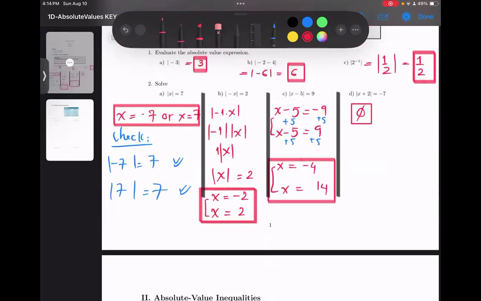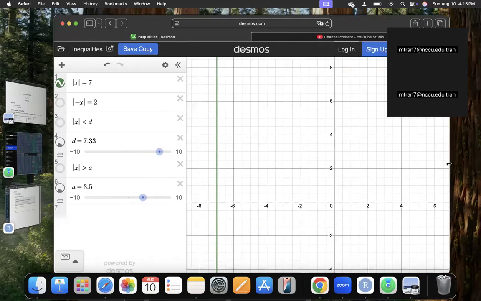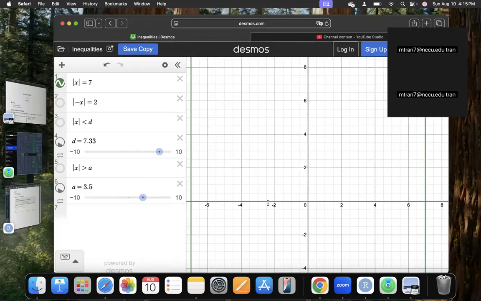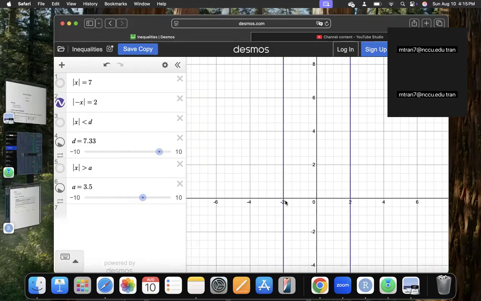Actually, I want to show you something before I move on. In 2a, remember we did absolute value of x equals 7. Let's see the solution here. There you go. Your answer will be x equals -7 and x equals +7, right? And then 2b, there you go, -2 or 2, right?